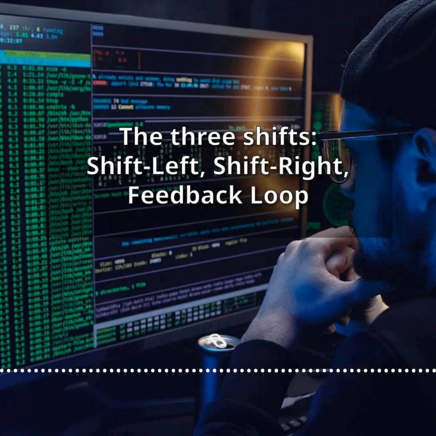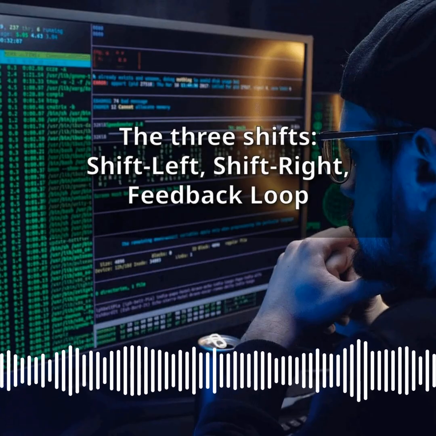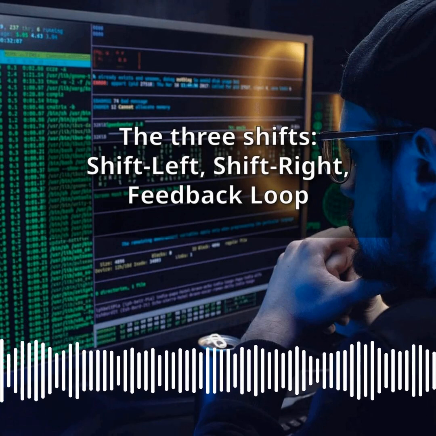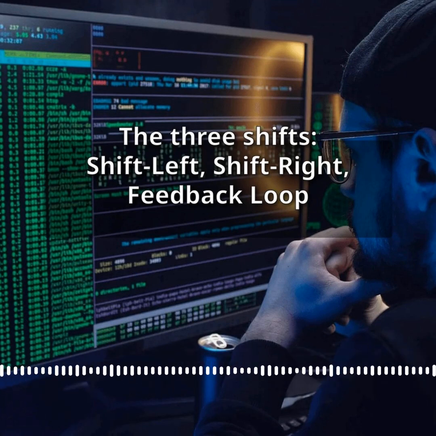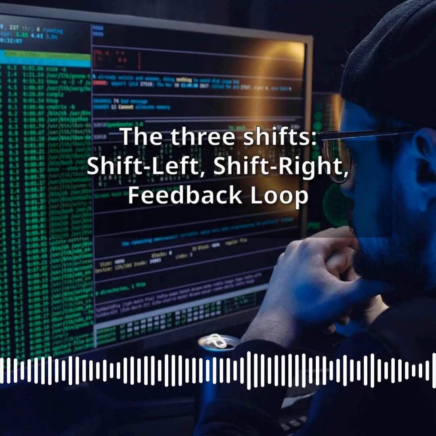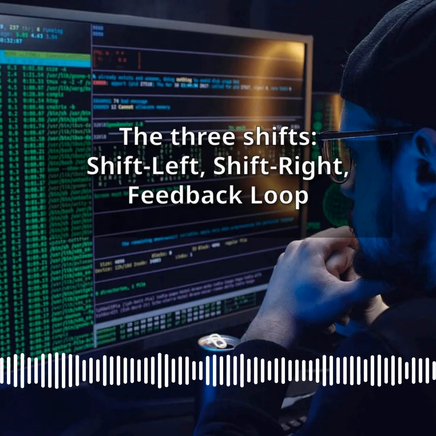Without a feedback loop, shift-right findings remain isolated incidents that get patched reactively without generating lasting improvement. With a feedback loop, every vulnerability discovered in production becomes an input that improves coding standards, updates automated scanning rules, refines threat models, and trains developers.